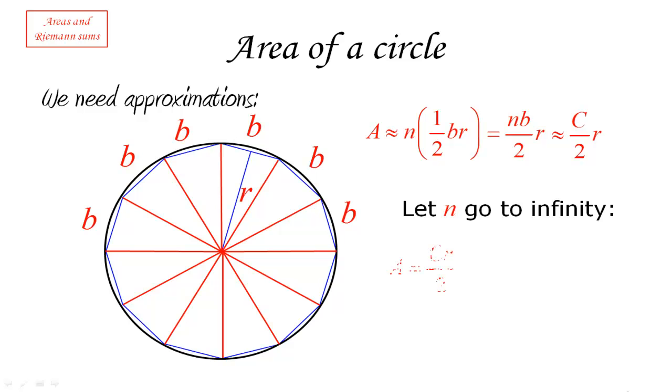So if we do that, then A is going to end up being exactly equal to C r over 2, and C, by definition of the number pi, is equal to 2 pi r, and here we get our familiar formula, pi r squared.